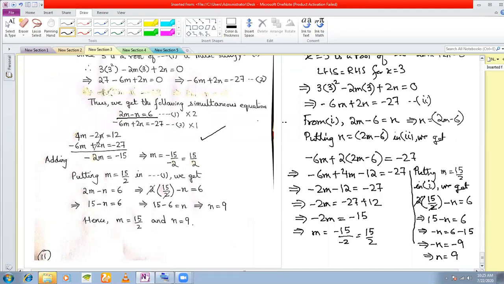Time is also almost up. So any questions on quadratic equation? Next day I'm going to start indices. Someone had a question on indices, if I remember correctly. You send me that question in the next class. I'll be discussing indices.